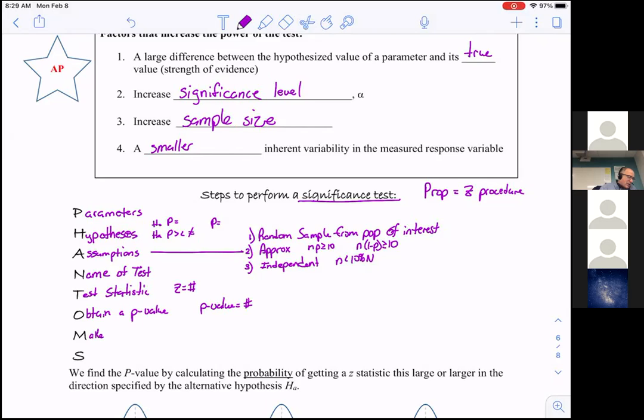Next we're going to make a decision. Do we know what our decision is? That's when we either reject or fail to reject. And lastly, we're going to state a conclusion.